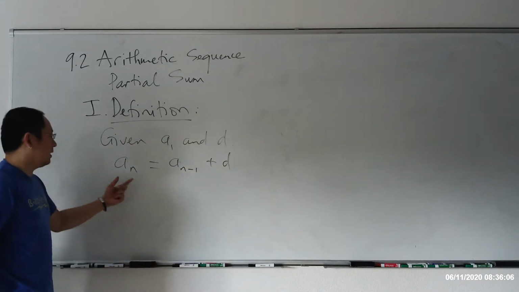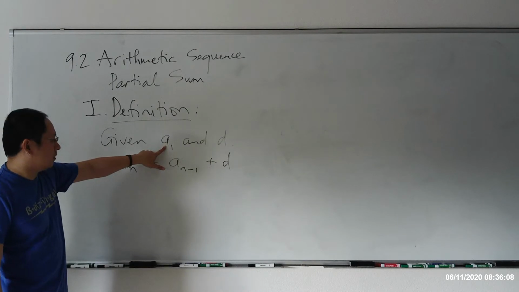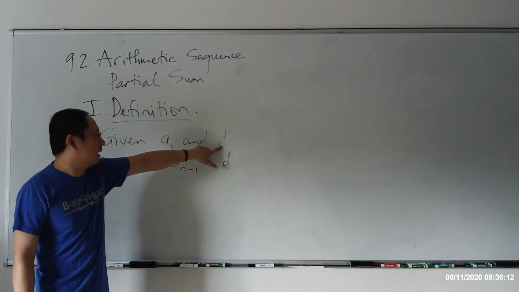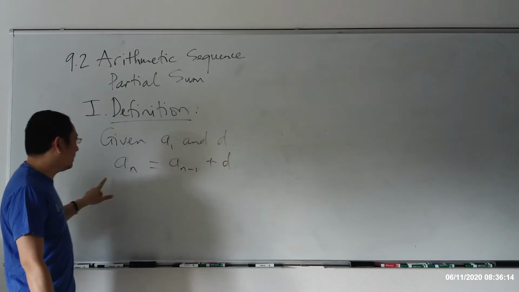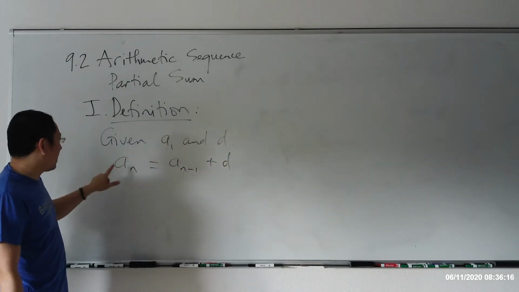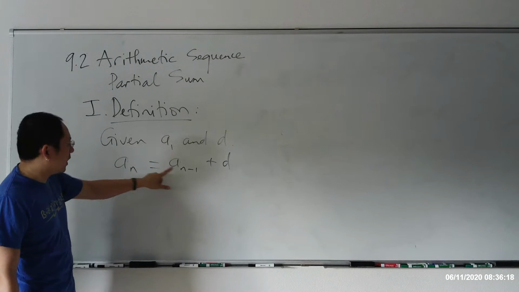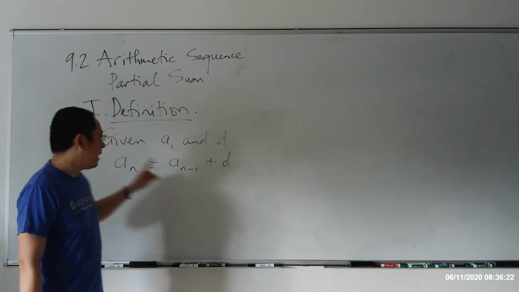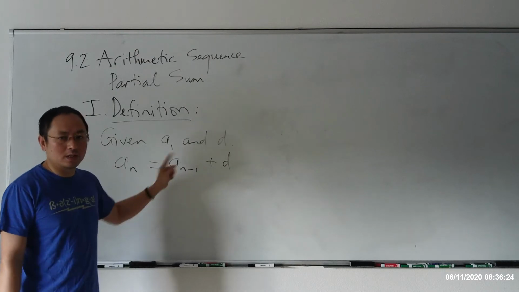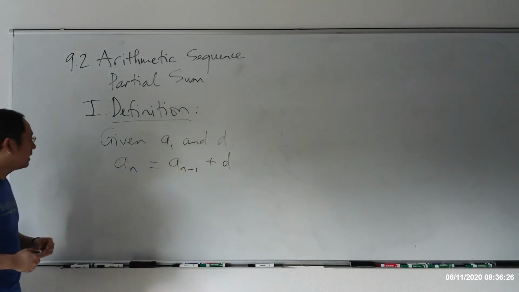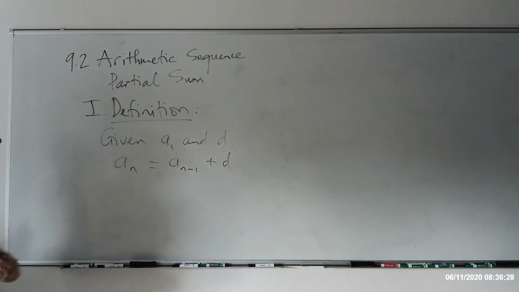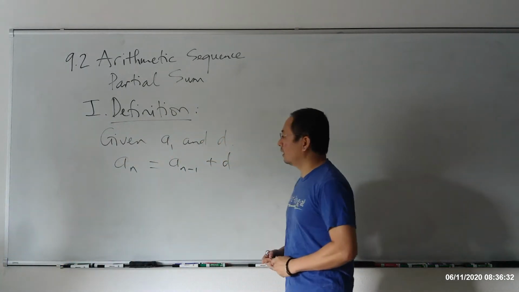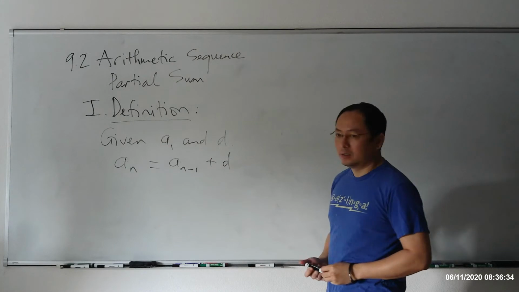So what we're saying here is, you have the very first term, and you have D set for the common difference, a constant, a number. Then starting from the first term, you can calculate the second term. A2 is equal to A1 plus D. And then A3 is equal to A2 plus D. A4 is equal to A3 plus D, so forth and so on. Now you have every term. And this is the definition of the arithmetic sequence, defined recursively.